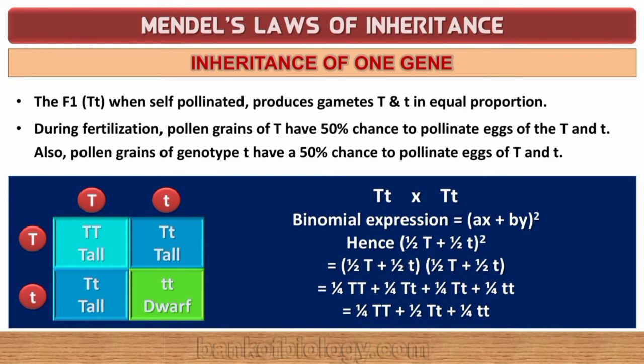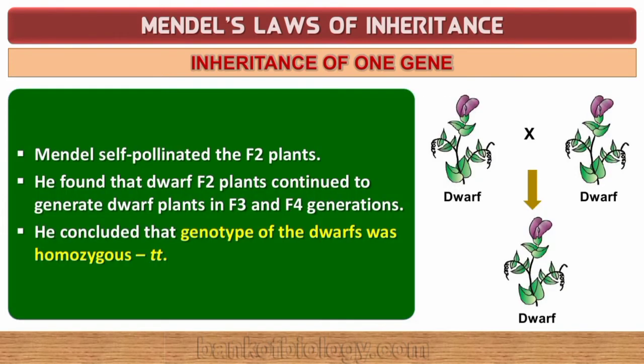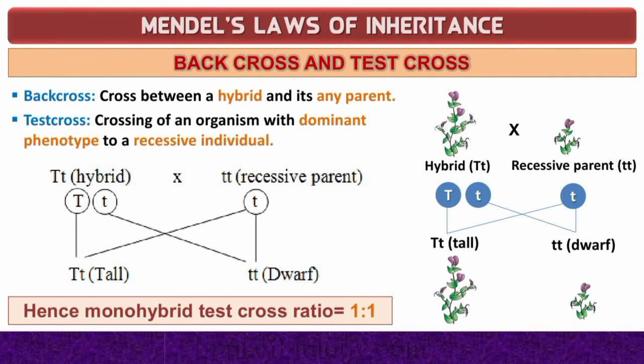Mendel self-pollinated the F2 plants. He found that dwarf F2 plants continue to generate dwarf plants in even F3 and F4 generations. He concluded that the genotype of the dwarfs was homozygous. For checking whether these traits were okay or not with the experiment, Mendel devised different types of cross. First was back cross and then was test cross. Back cross is between a hybrid and either of its parents. That will be used to check whether the ratios are okay or not.